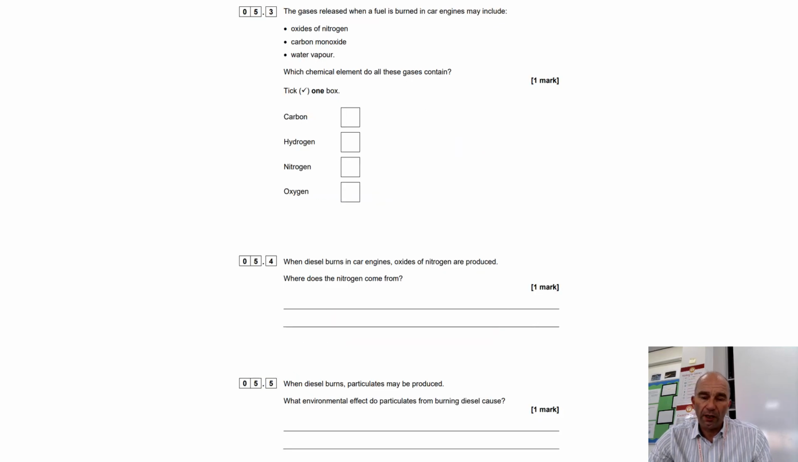Question 5.3. The gases released when a fuel is burned in car engines may include oxides of nitrogen, carbon monoxide, and water vapour. Which chemical elements do all these gases contain? Well, oxides means we've got things like nitrogen dioxide, carbon monoxide, CO, water vapour, water, H2O. Well, they clearly all have oxygen in them, and that's where you're going to get your mark from.